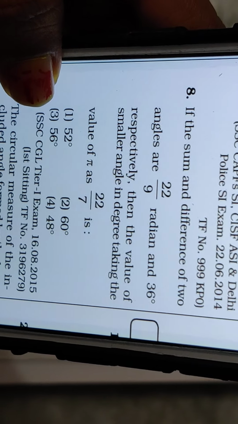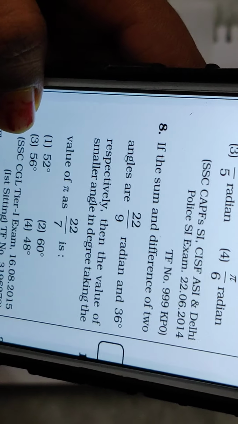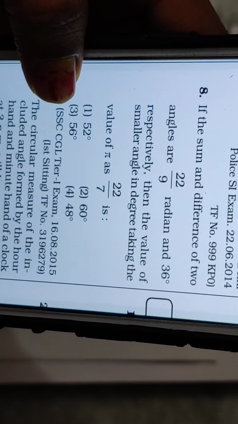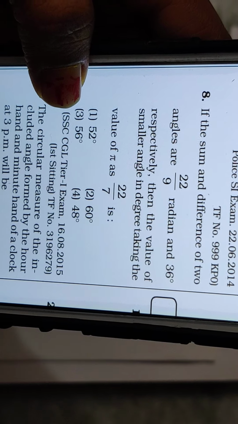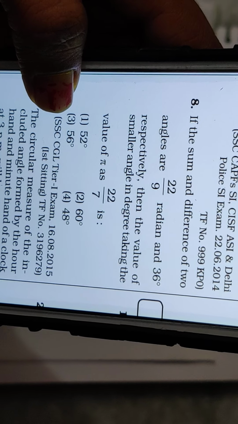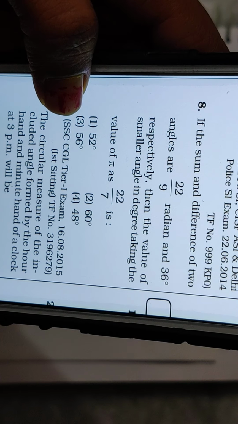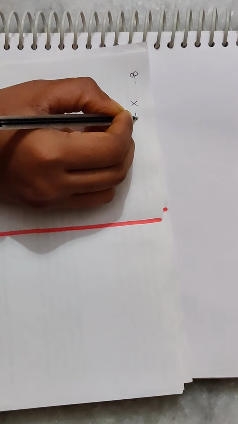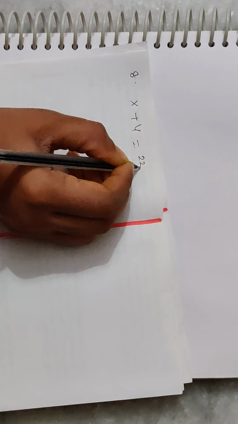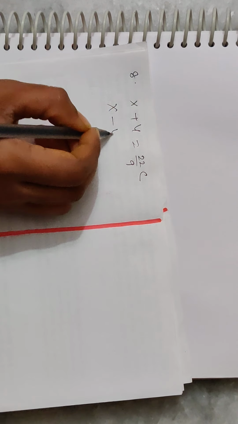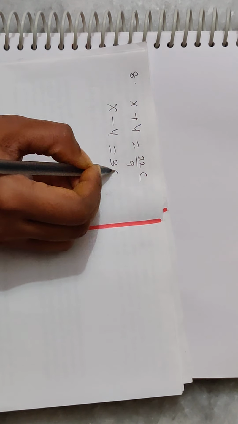Again, the sum and difference of two angles are 22 by 9 radians and 36 degrees respectively. Then the value of the smaller angle in degrees, taking the value of pi as 22 by 7. Eighth one: the sum x plus y is 22 by 9 radians, and the difference is 36 degrees.